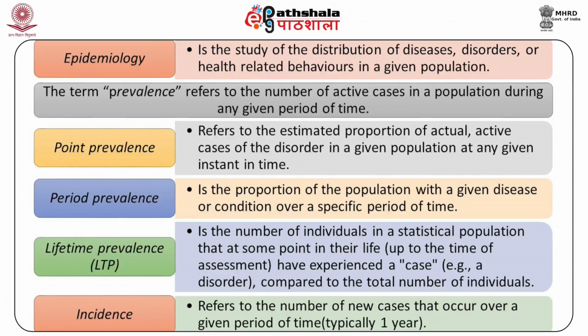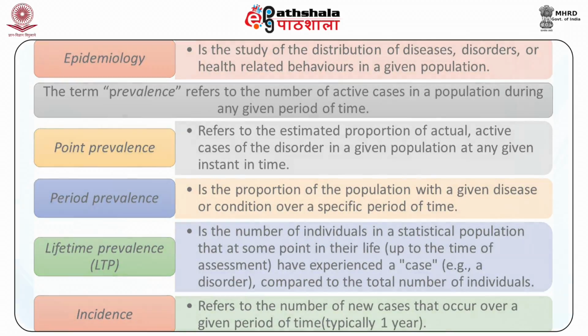Period prevalence is the proportion of the population with a given disease or condition over a specific period of time. Lifetime prevalence is the number of individuals in a statistical population that at some point in their life up to the time of assessment have experienced a case, for example a disorder, compared to the total number of individuals. It is expressed as a ratio or percentage. Incidence refers to the number of cases that occur over a given period of time.